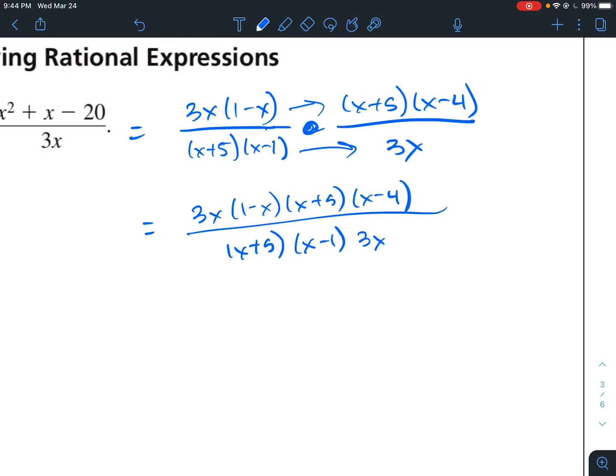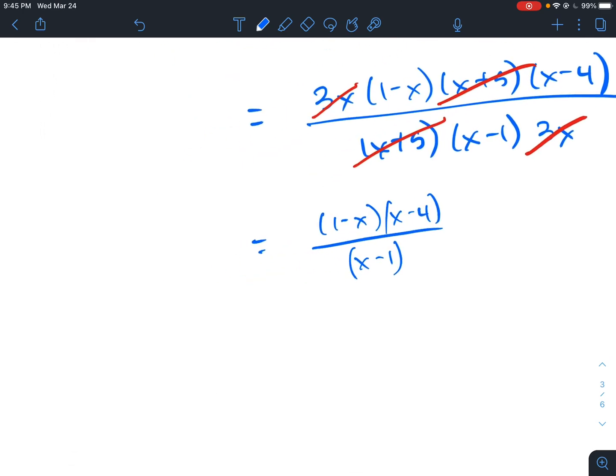So on the top, notice that we have this 3x, and the bottom we have a 3x. And then we have the x plus 5 and an x plus 5. So if I write that out, I have 1 minus x times by x minus 4 over x minus 1. So you can see that these aren't quite the same, but they actually kind of are the same.